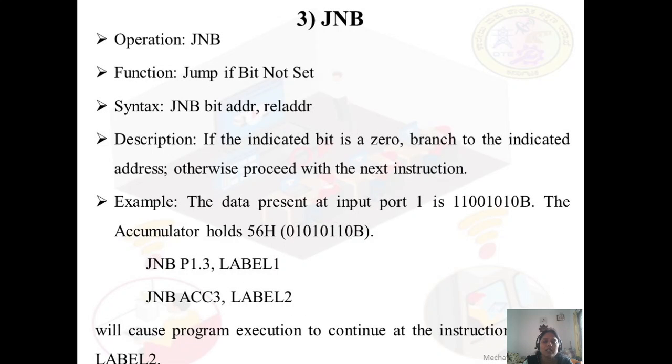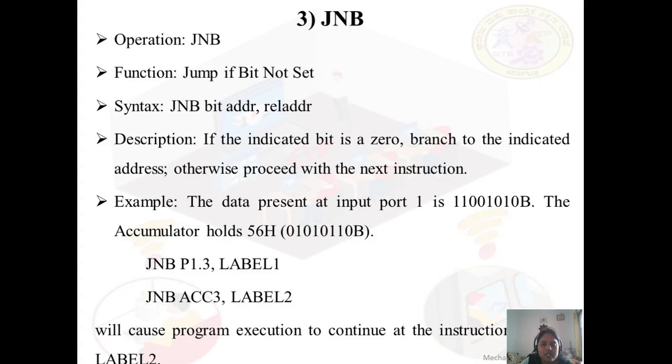Next, JNB. Jump if bit not set. That means you have to jump only if whichever bit you are using is 0. Sorry, if it is not set, if it is 0, then you have to jump. So syntax: JNB bit address comma relative address. If the indicated bit is 0, whichever bit you are giving there, then you have to jump. Else you have to proceed with the next instruction.